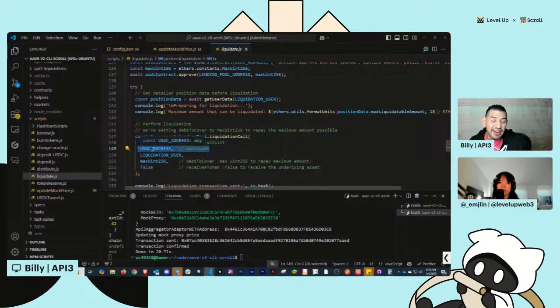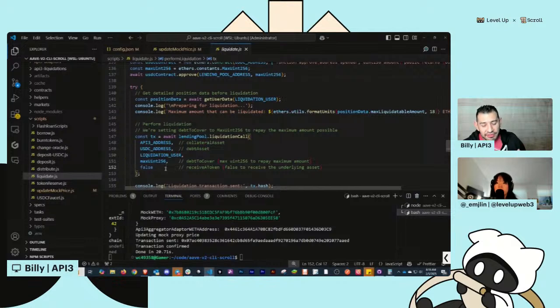And you can analyze this when you look at their position details, you can look at what assets they have. This is the liquidation user. This is the wallet I want to liquidate. That's my second wallet. How much debt do I want to cover? I want all the debt on there. Do I want to receive interest-bearing tokens?